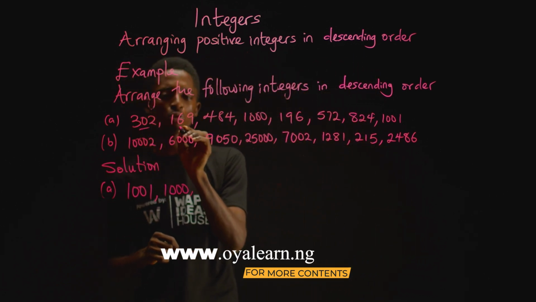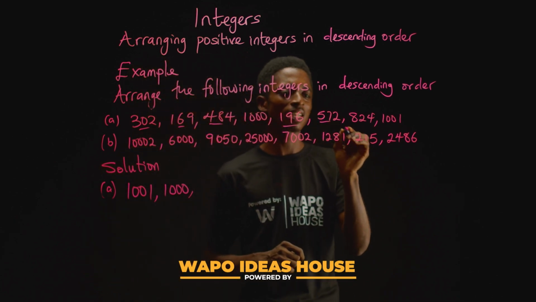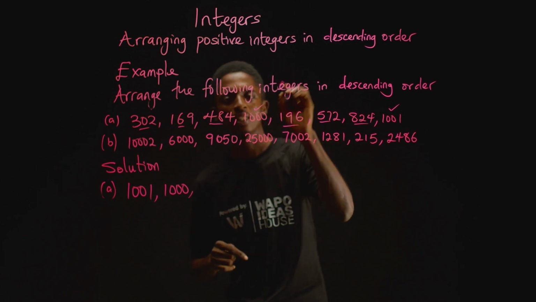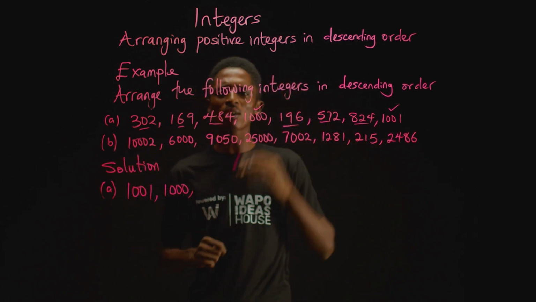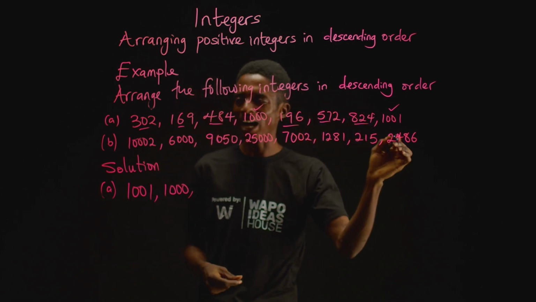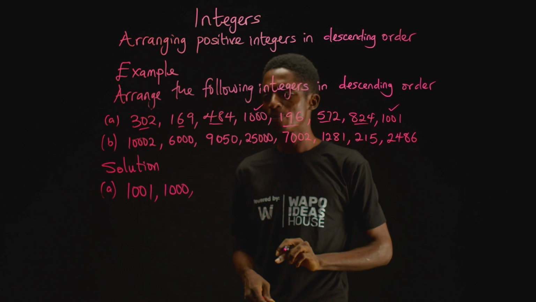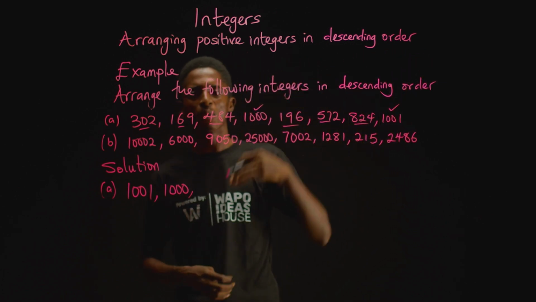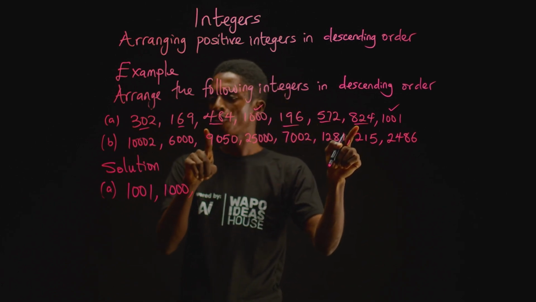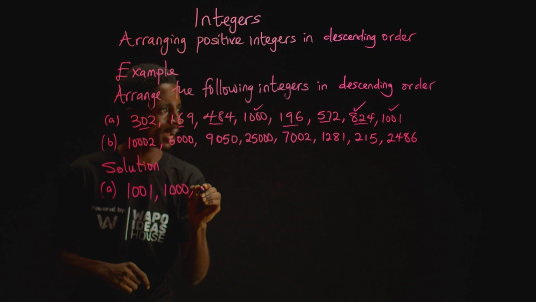We have 302, 169, 484, 196, 572, and 824. Let me quickly tick out the ones we have organized. Now, for the 3-digit numbers, we count down from 9 to see which one is highest. So, the number 9 should be the highest, but of all the numbers we have here, we do not have a 9 at the 100 place value. So, after 9, when we count down, we have the number 8. This is 8, 5, 1, 4, 1, 3. That means 824 is bigger than the rest. So, we write that down.